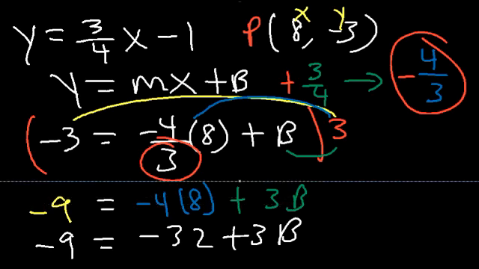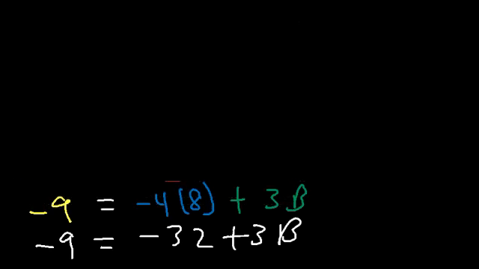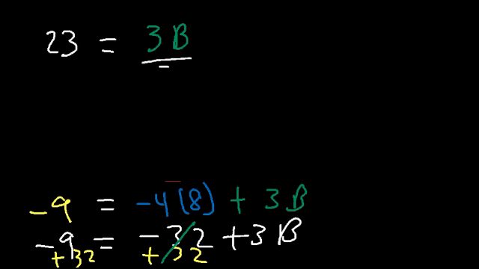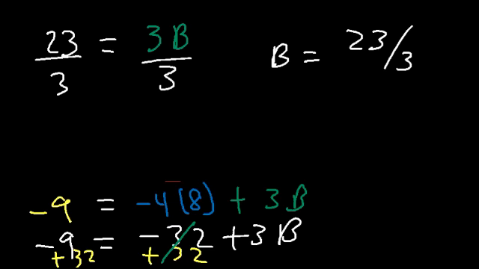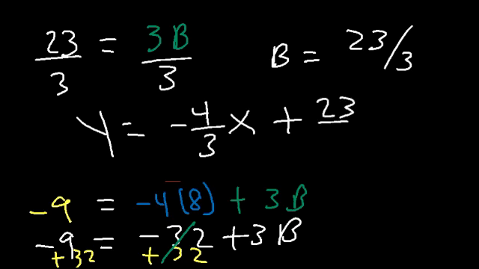Now let's add 32 to both sides. On the right side, we just have 3b. And on the left side, 32 minus 9 is 23. If we divide both sides by 3, we can get the value of b. So b is going to be equal to 23 over 3. And so now we have the equation. It's going to be y equals the slope, negative 4/3 x, plus the y-intercept, 23 over 3. So this is the answer.